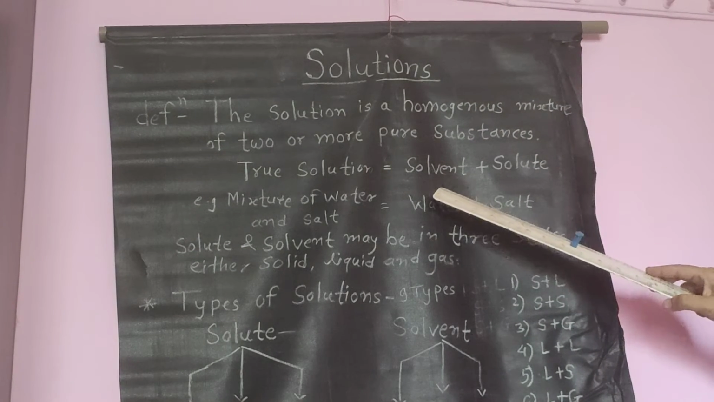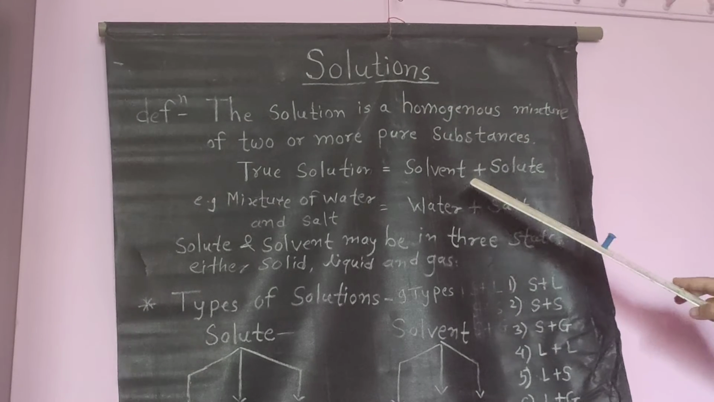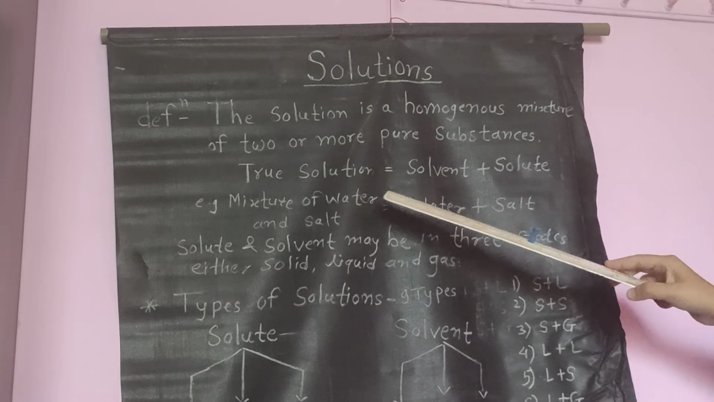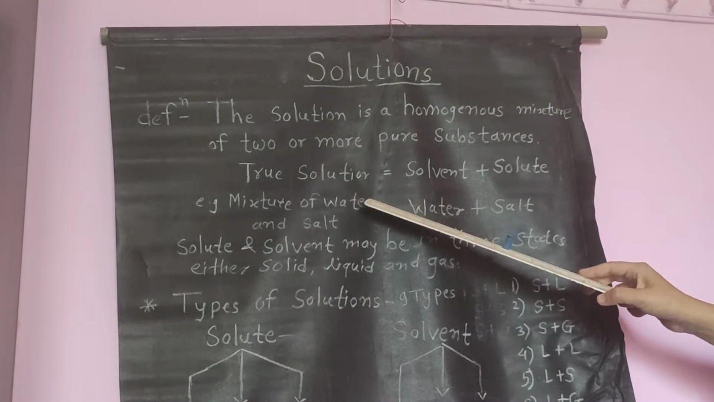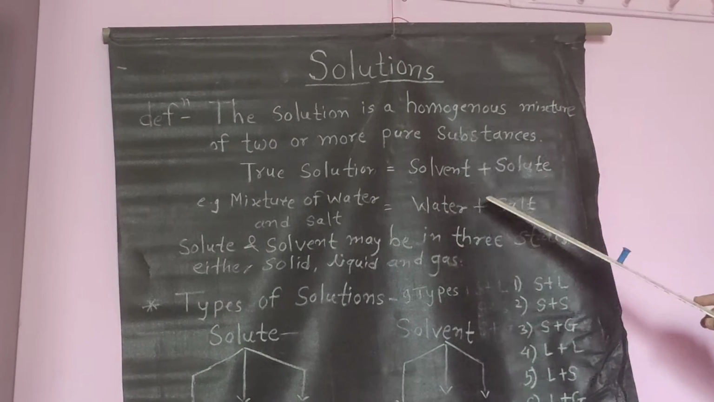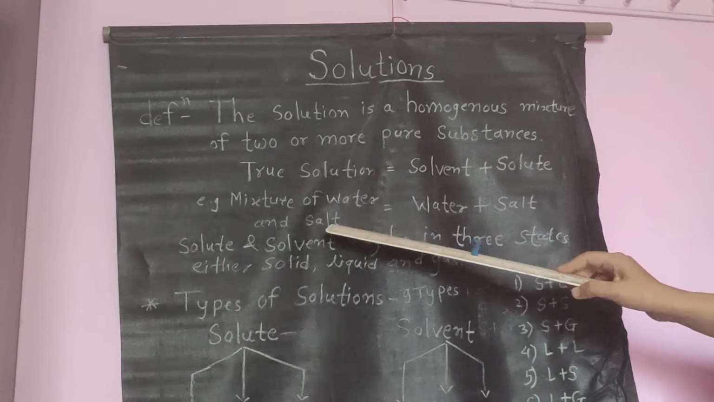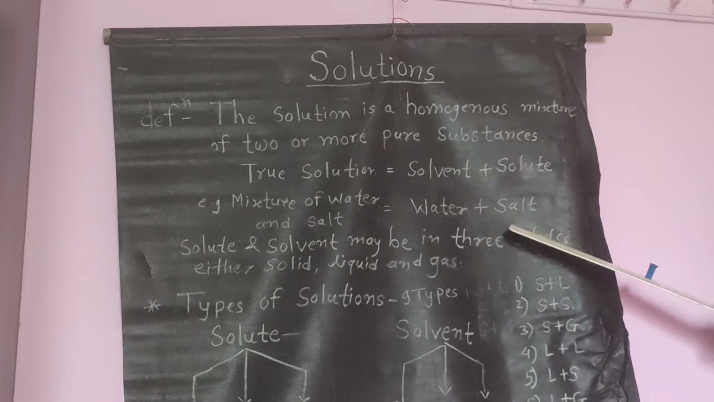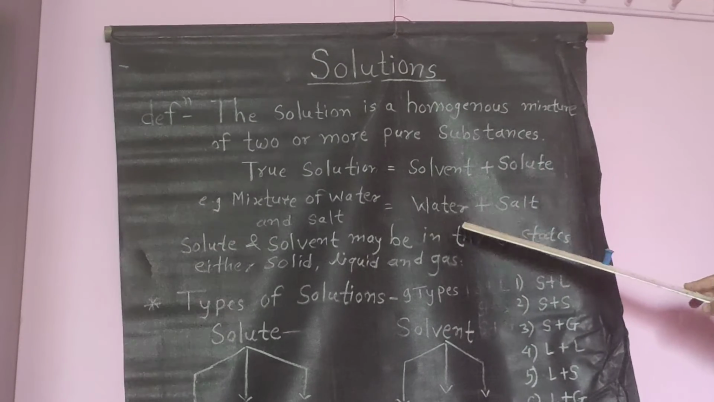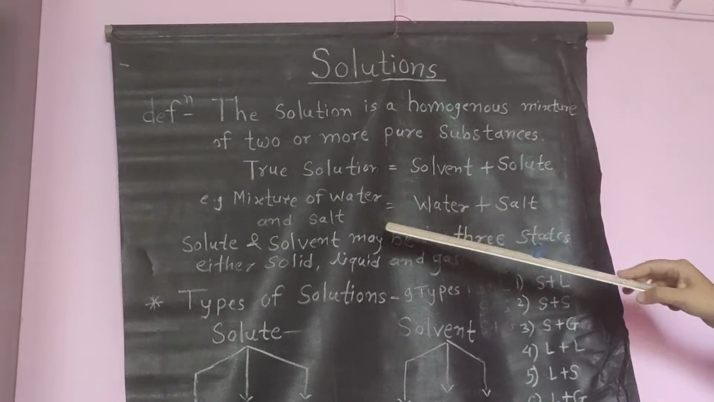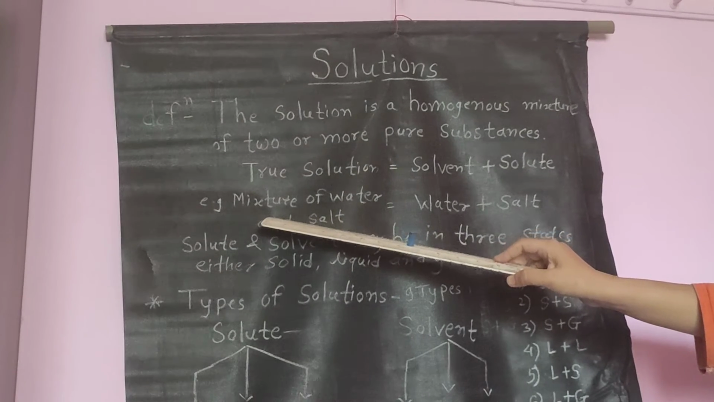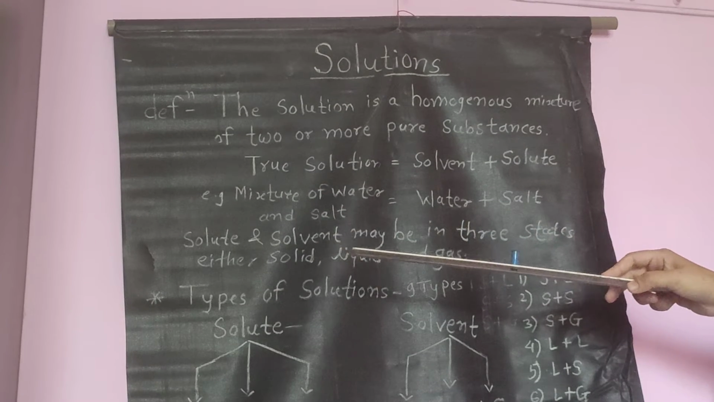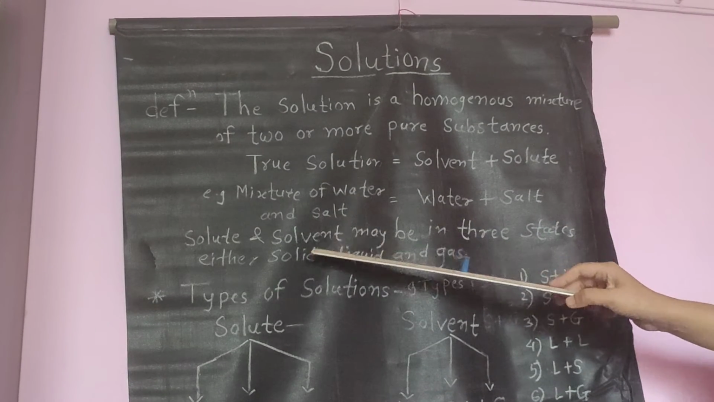First we see what is meant by solvent and solute. When the solvent and solute are mixed together, the true solution is prepared. Here the example is a mixture of water and salt. In this, the water is a solvent and the salt is a solute. When we mix them together, we get a mixture of water and salt.